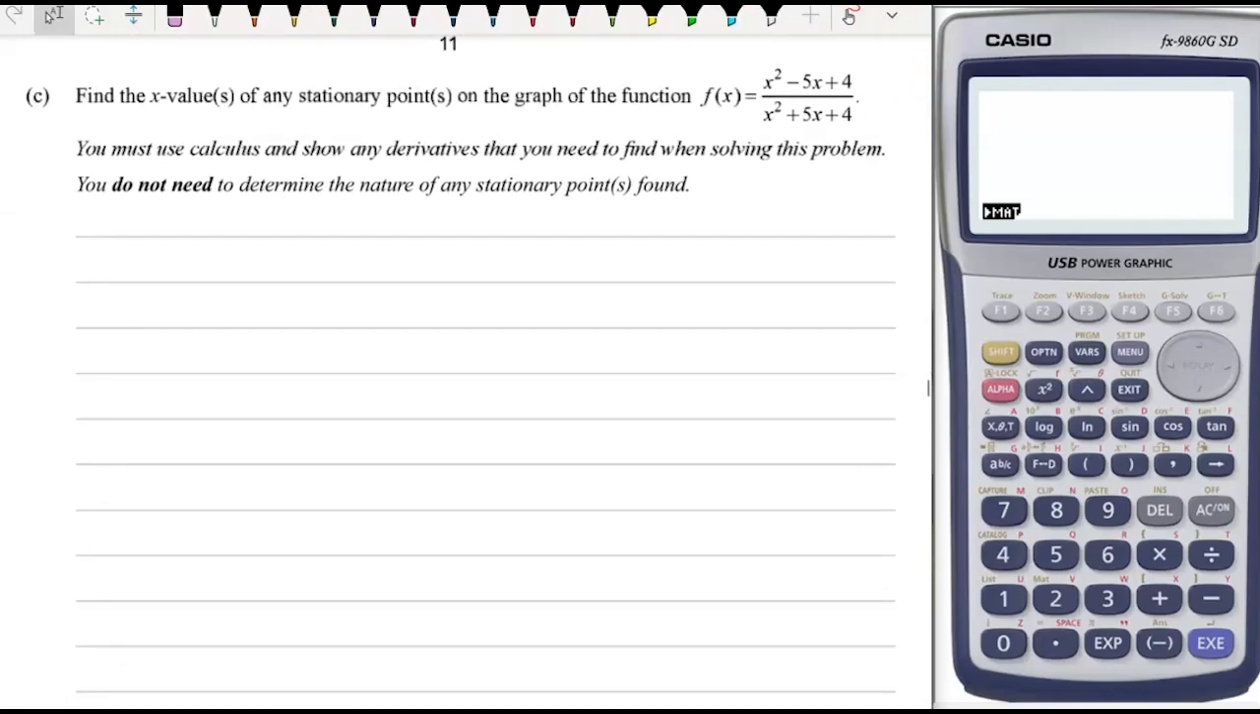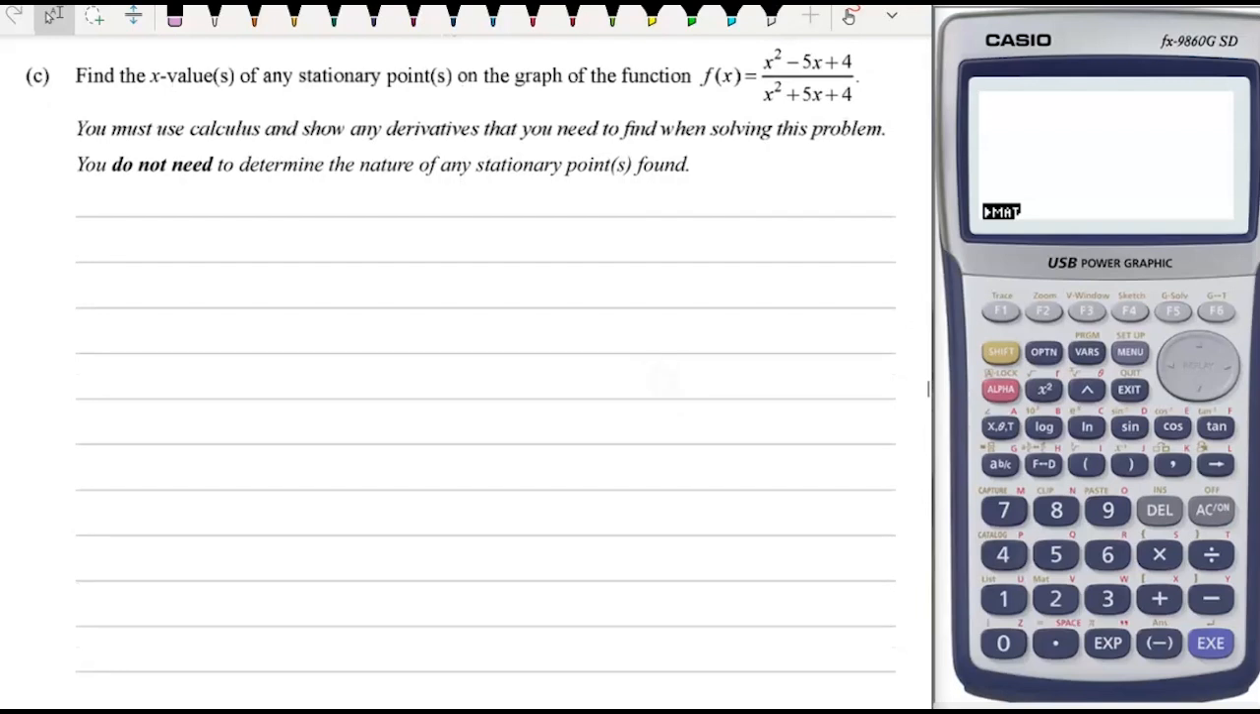Okay, part C, we're finding the stationary points of this graph, which means we need to differentiate it and set it equal to 0. So first of all, I'm going to do quotient rule on this.